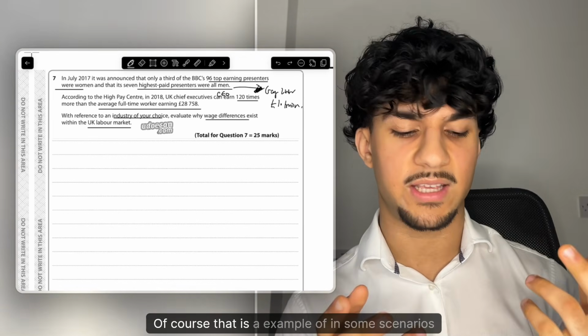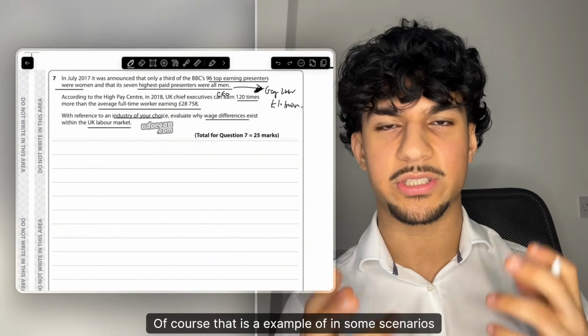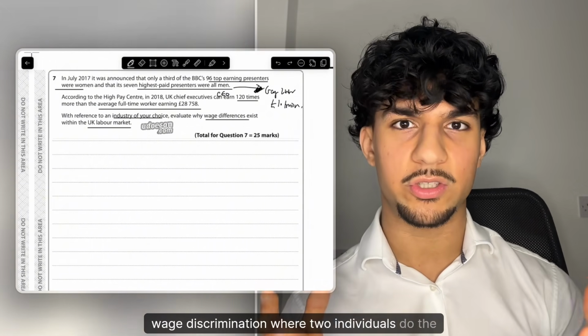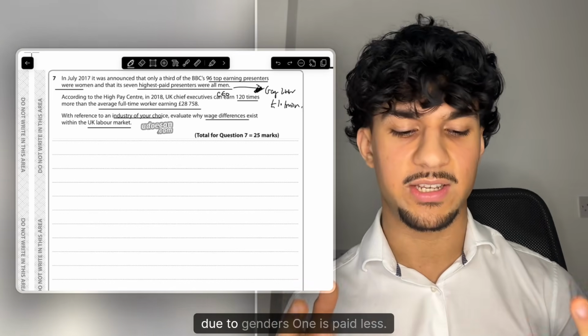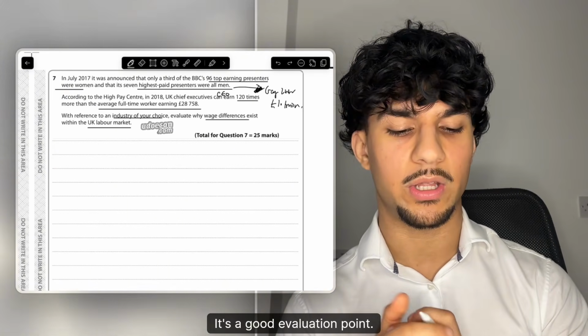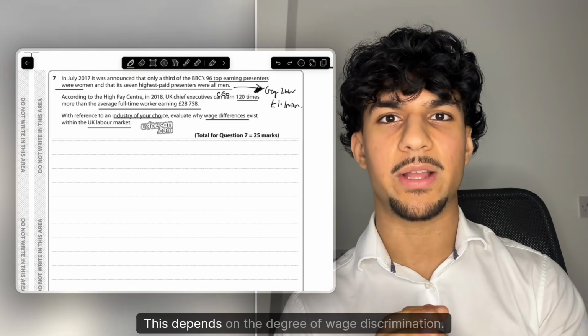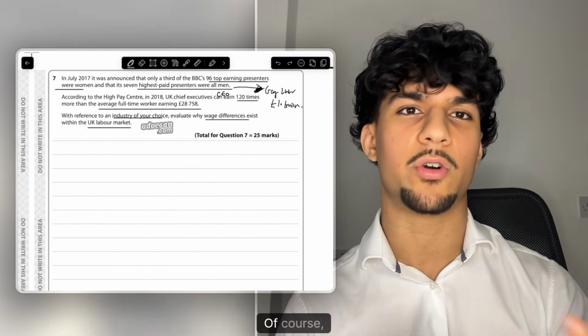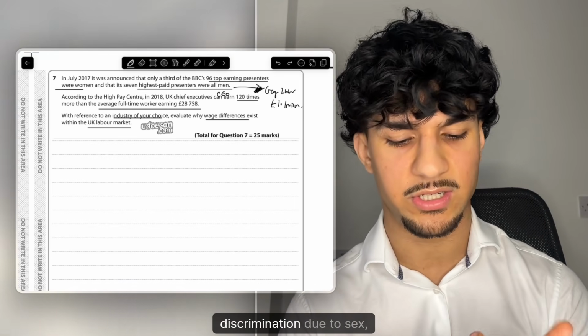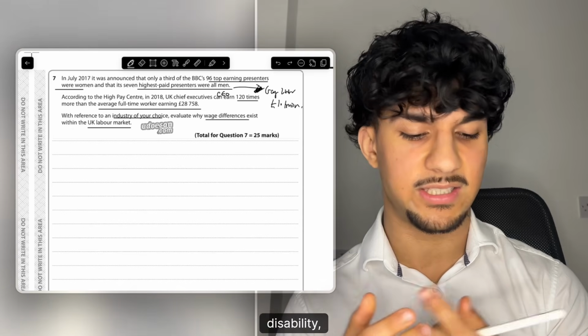Of course, that is an example of, in some scenarios, wage discrimination where two individuals do the same job, but due to gender, one is paid less. It's a good evaluation point, saying how in evaluation, this depends on the degree of wage discrimination. Of course, there are many different types of wage discrimination due to sex, gender, age, disability, etc.